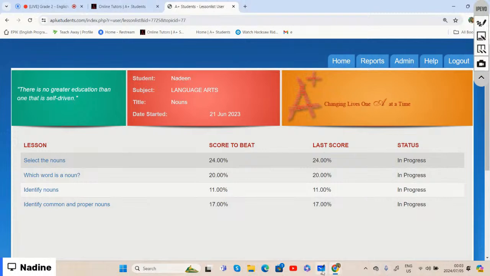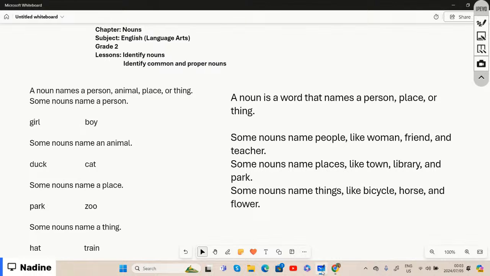All right. So our chapter is nouns. Our subject is English language arts, grade 2. And the lessons that we are going to be focusing on are to identify nouns and to identify common and proper nouns.